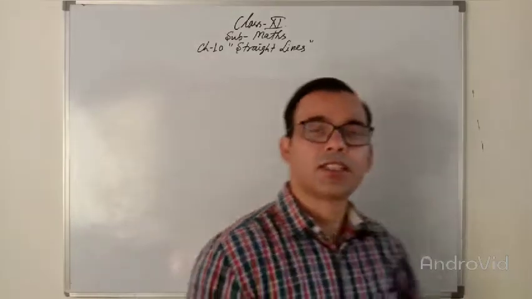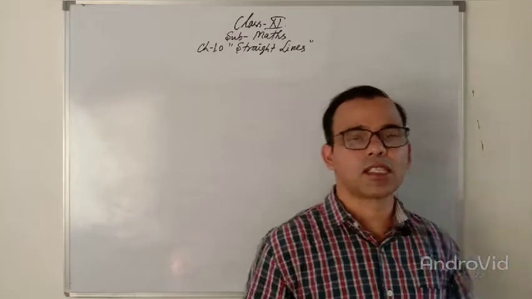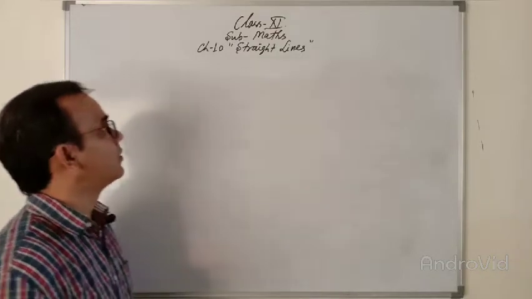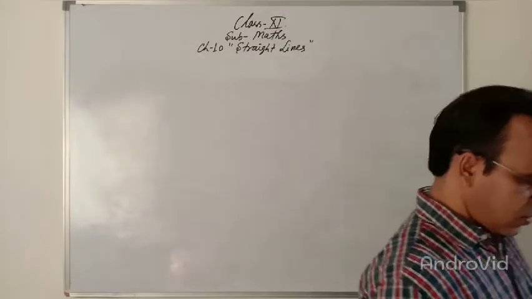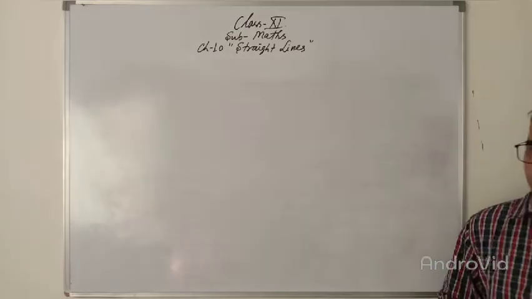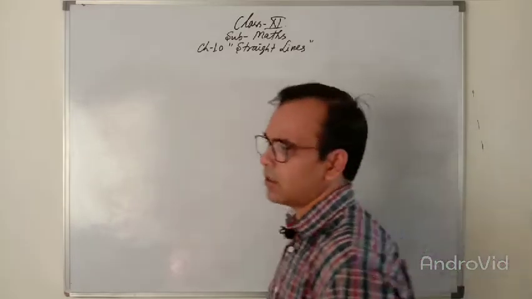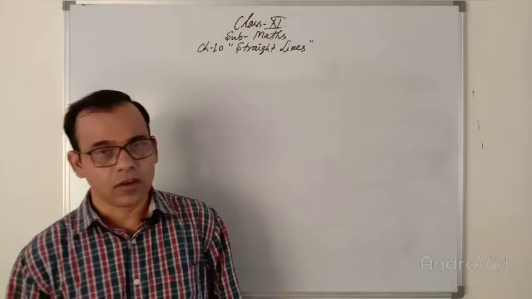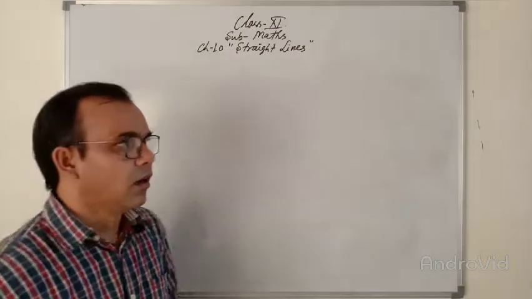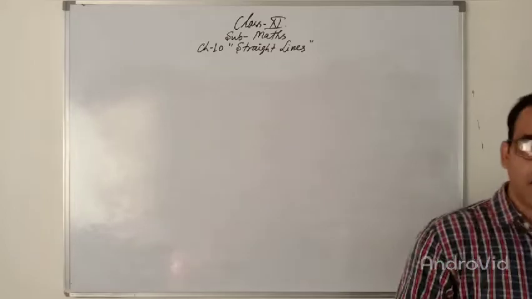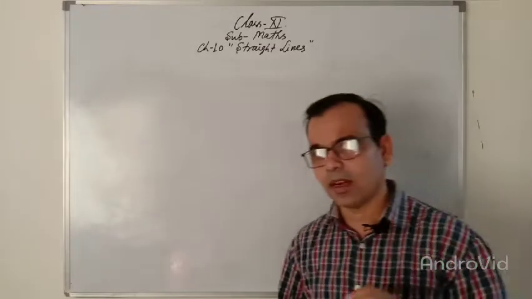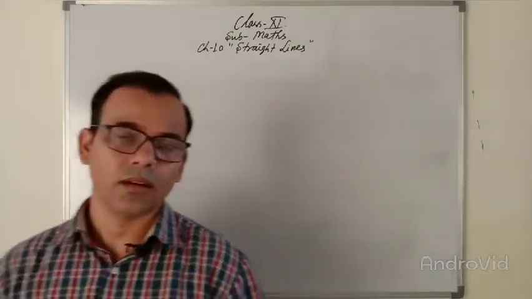Hello students, today we are discussing some concepts that are related to Chapter 10, Straight Lines. So just recall what we have studied in class 10th in the coordinate system. How to get the distance between the 2 points A and B having the coordinates x1 y1 and x2 y2.